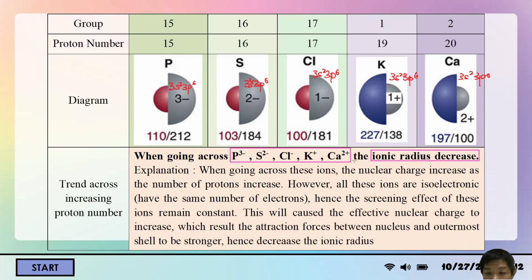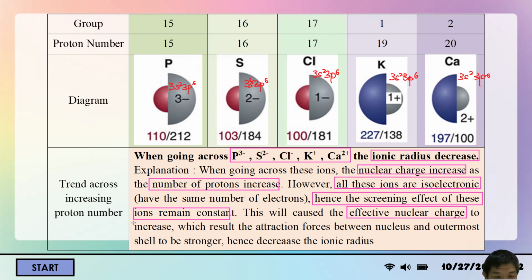So how are you going to describe this? When going across these ions, the nuclear charge increases as the number of protons increases. However, all these ions are isoelectronic, which means they have the same number of electrons. Hence, the screening effect of these ions remains constant. This causes the effective nuclear charge to increase, which results in the attraction force between the nucleus and the outermost electrons becoming stronger, therefore decreasing the ionic radius.